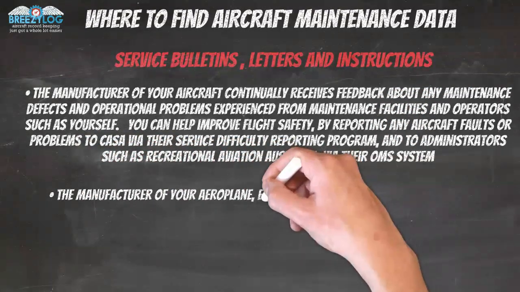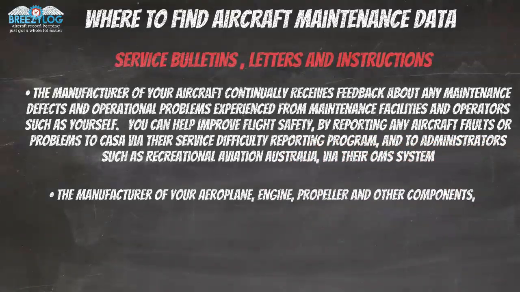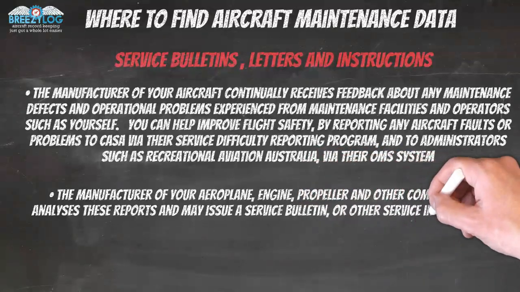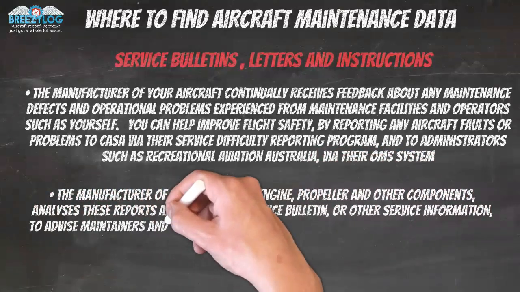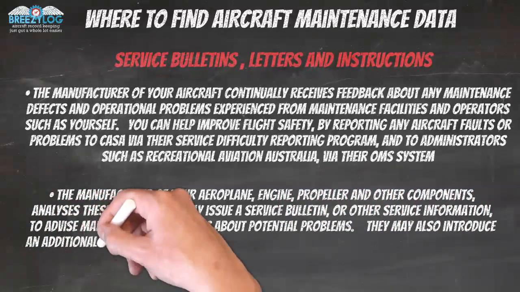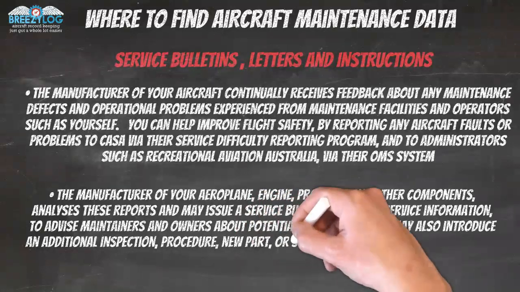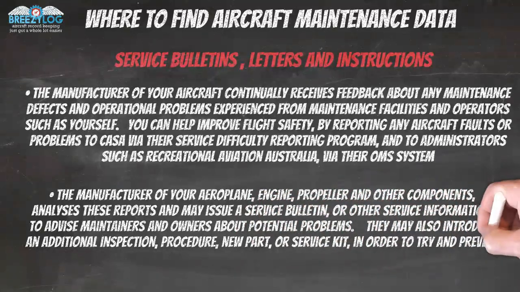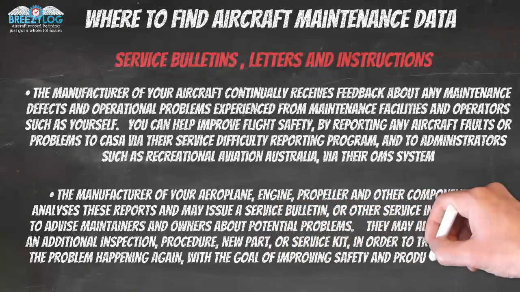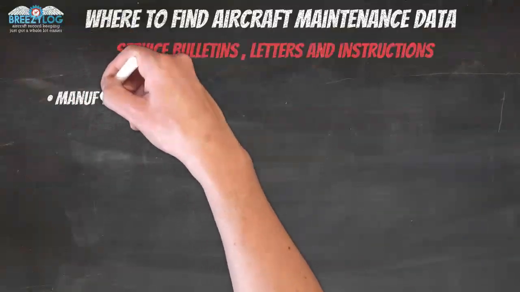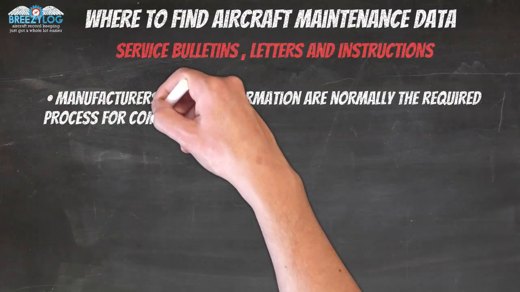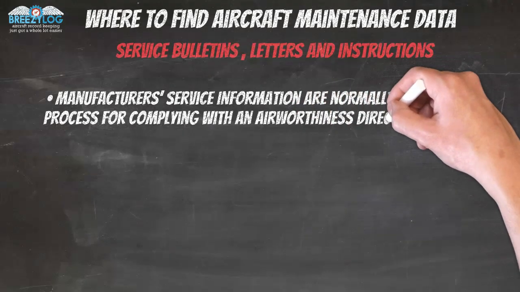The manufacturer of your aeroplane, engine, propeller and other components analyzes these reports and may issue a service bulletin or other service information to advise maintainers and owners about potential problems. They may also introduce an additional inspection, procedure, new part, or service kit in order to try and prevent the problem happening again, with the goal of improving safety and product reliability. Manufacturers' service information is normally the required process for complying with an airworthiness directive.